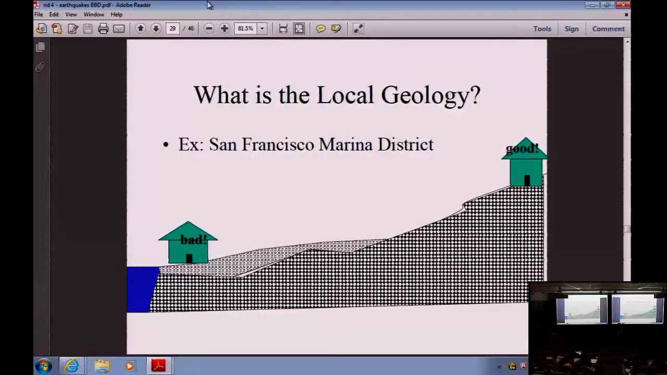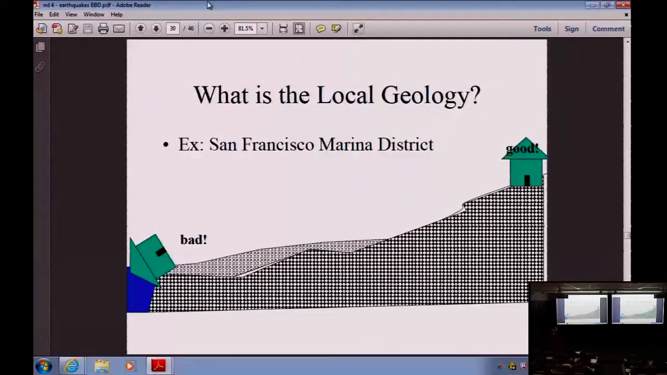And this stuff here is unconsolidated sediment. So in this case, the good house was actually closer to the breaking of the rock, the fault, but because that bad house, my fake animation, is built on unconsolidated sediment, there was a horrible amount of damage in the Marina district. So the local geology is tough.